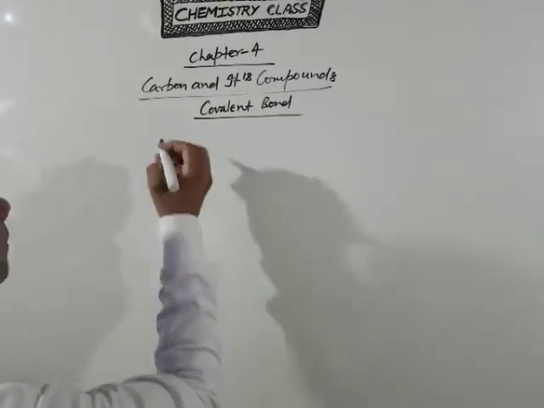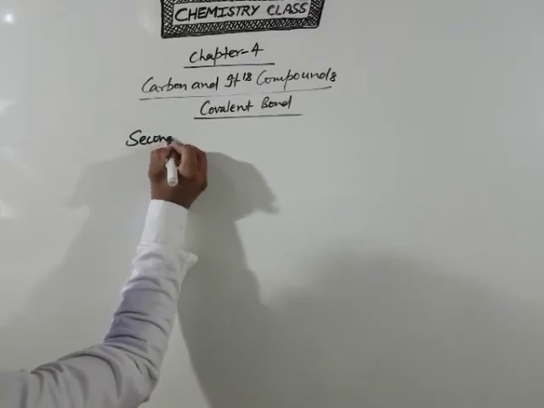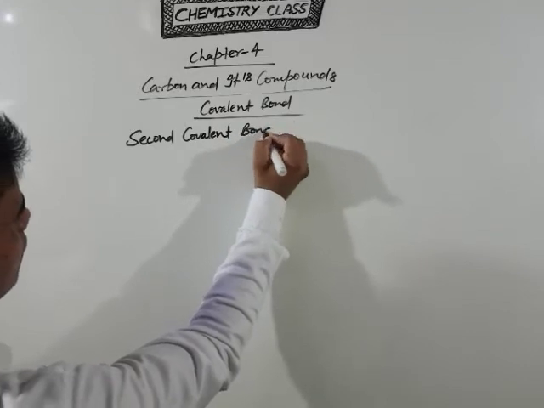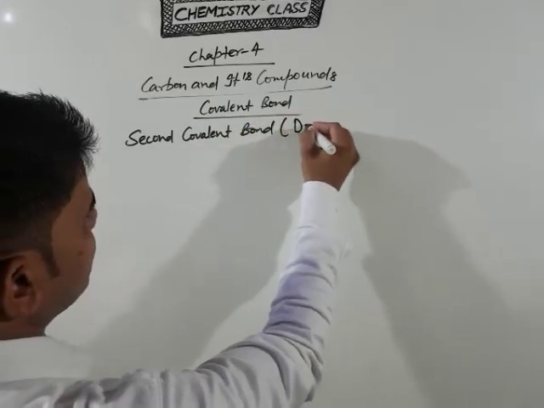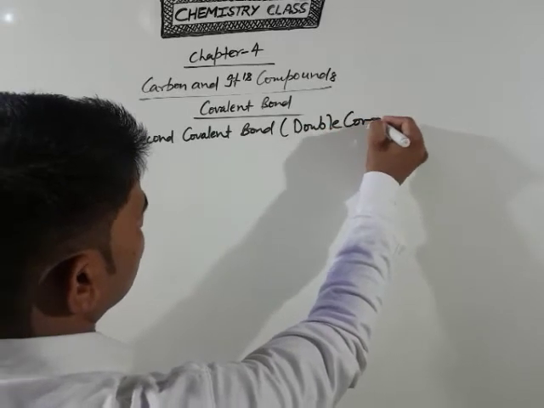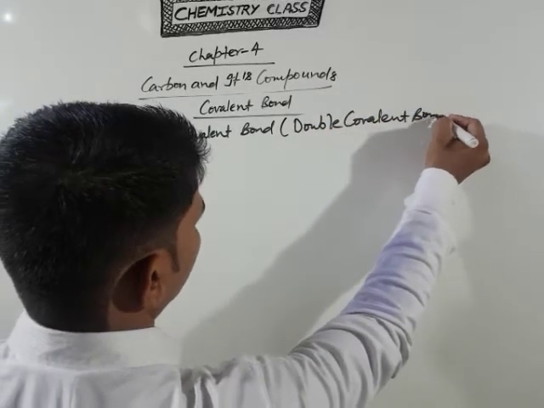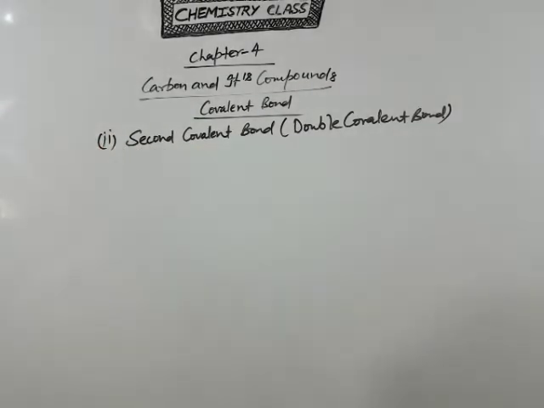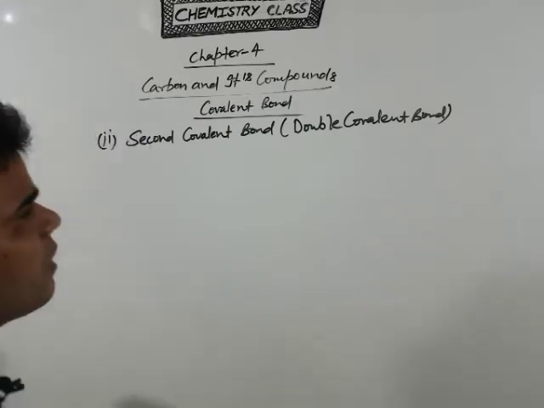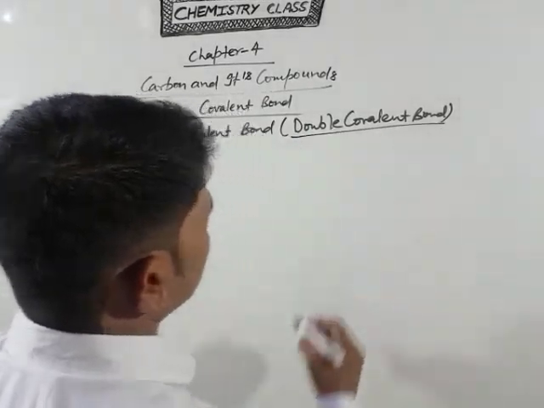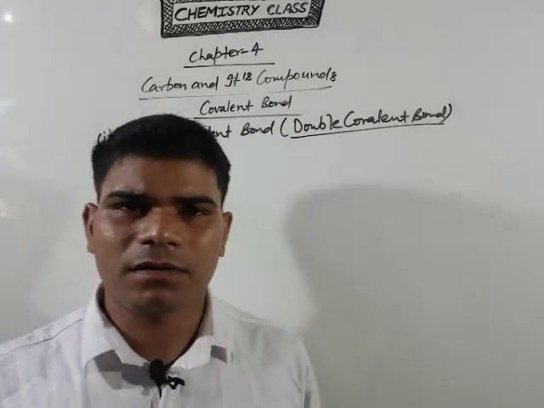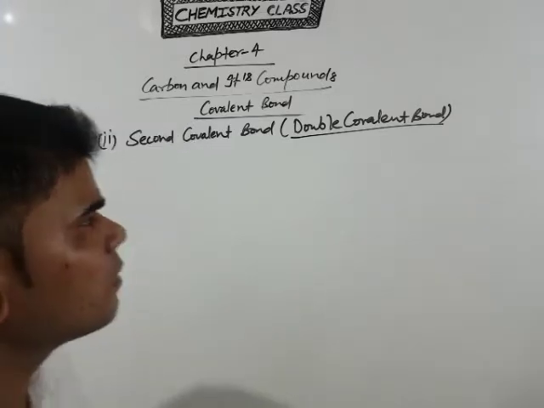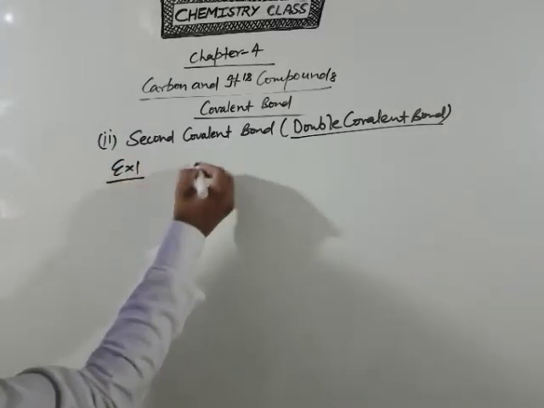Now come to the second covalent bond. The second is the double covalent bond. Clear? This is the second type of covalent bond. In this case, two atoms have a double bond, so that's why the name is double covalent bond. See the example here, like O2.